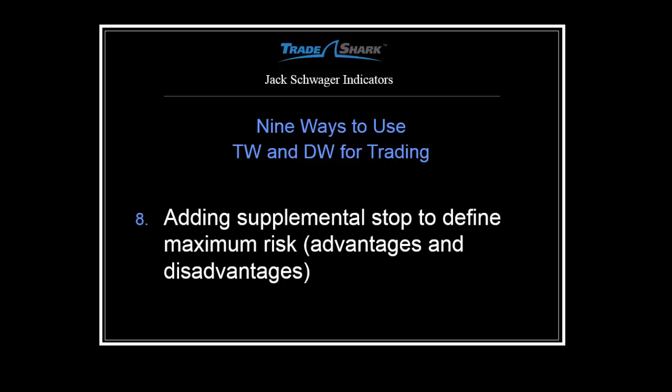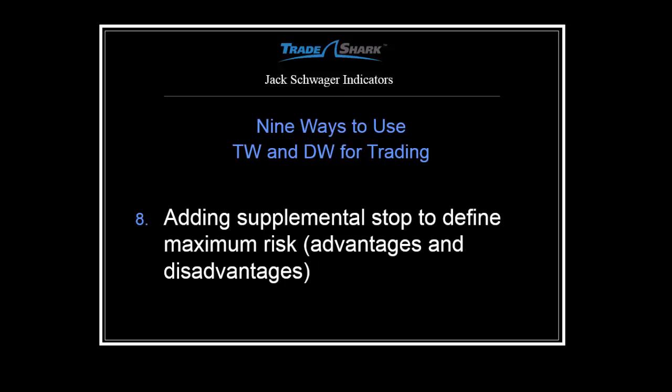So some traders may wish to add a supplemental stop in order to define the maximum risk of the trade. In this case, the exit would occur at the stop point if the stop point was hit before the signal reached a liquidation point. There are advantages and disadvantages in using a supplemental stop. On the advantage side, using such a stop allows a trader to define a maximum risk point. Also, there will be times where there is a reversal in the market and the supplemental stop provides an earlier exit signal and therefore a better exit point.